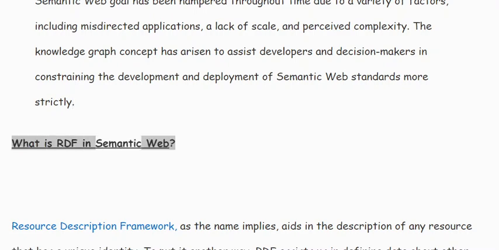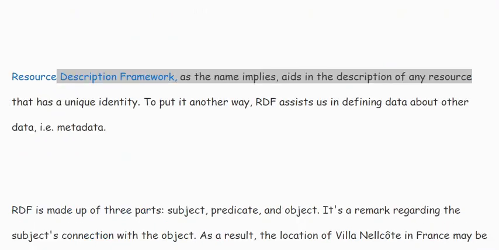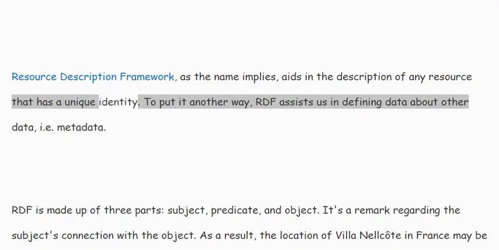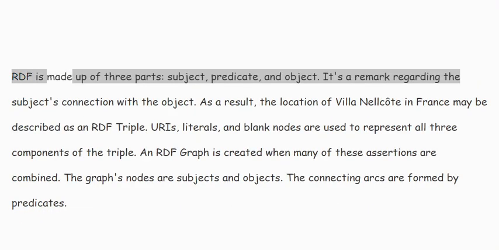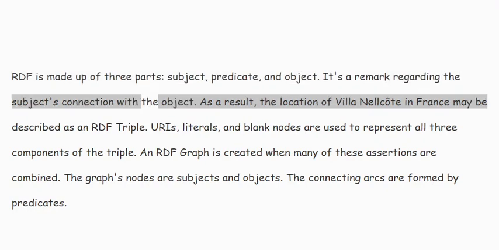What is RDF in the semantic web? Resource Description Framework, as the name implies, aids in the description of any resource that has a unique identity. To put it another way, RDF assists us in defining data about other data, i.e. metadata. RDF is made up of three parts: subject, predicate, and object. It's a remark regarding the subject's connection with the object.